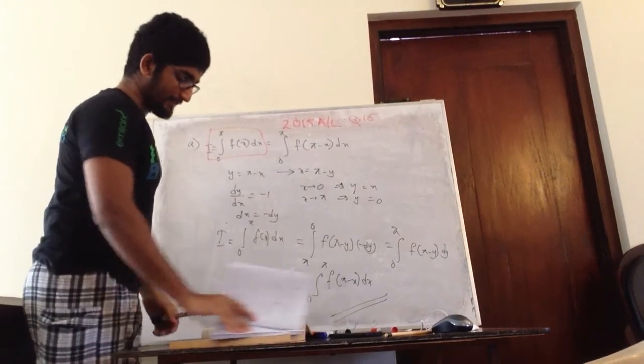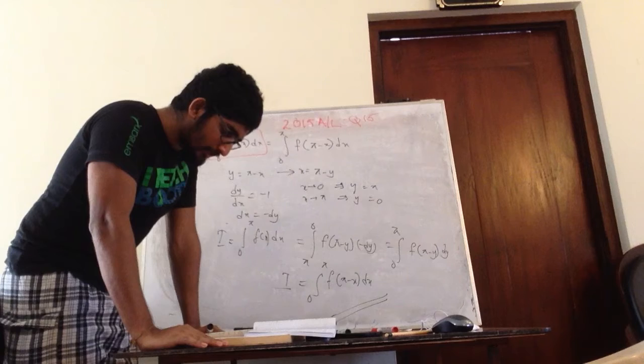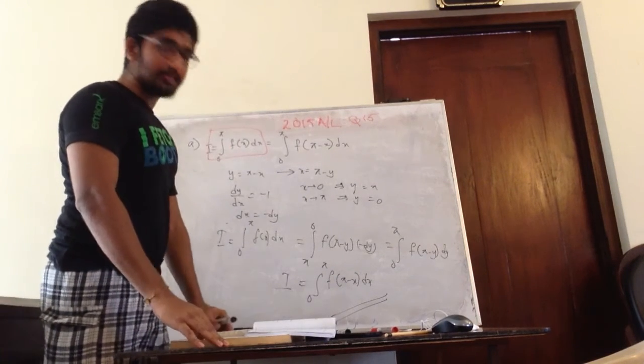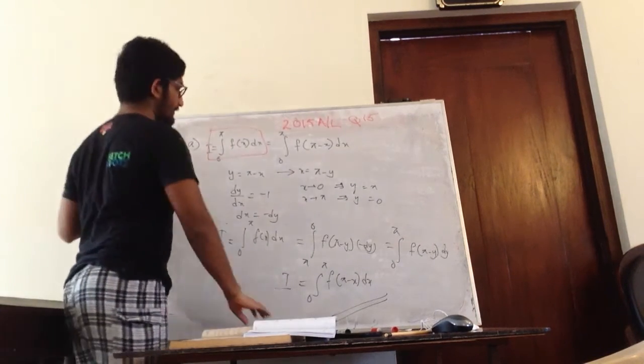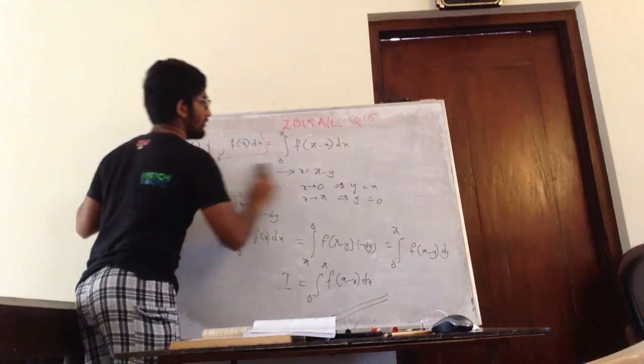Then they ask us to show also that the integral from 0 to 5 over 2 of sine square x dx is equal to 5 over 4. So now I'm going to keep this.